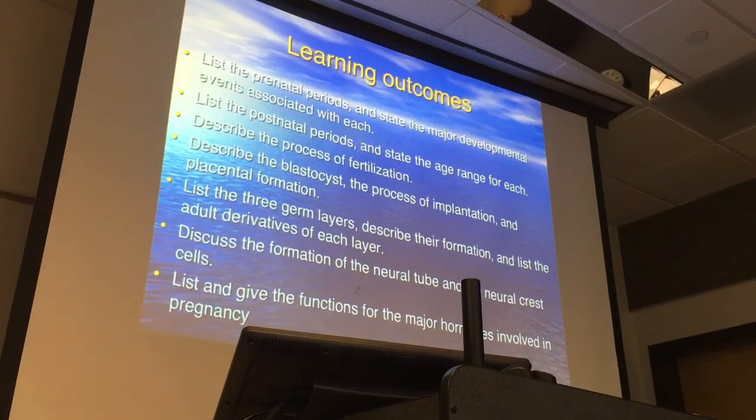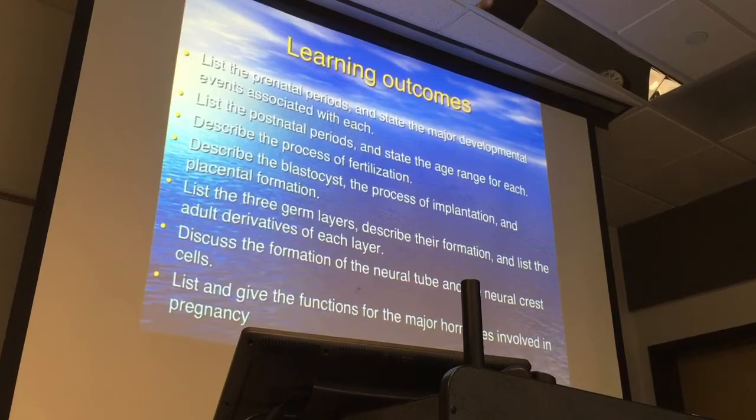Events associated with each. List the postnatal periods and state the age range for each. Now, the major development events associated with each goes beyond what we're going to actually cover as far as development. So we're only going to cover the embryonic period. It's going to go as far as implanting and gastrulation, and that's all we cover. So you need to know the major development events associated up to that, but there are many listed later in the book that we're not going to cover.